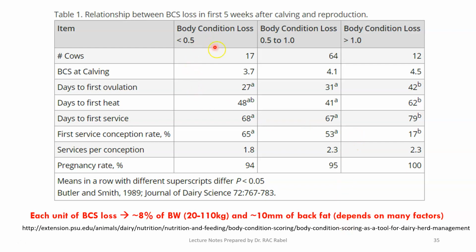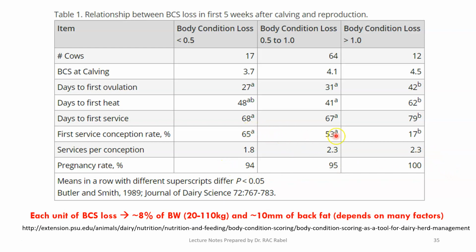So earlier I said you should try to keep the body condition loss to no more than 0.5. However, in reality, there are animals that lose less than 0.5, or even more than 0.5, or more than 1. See what happens. When the body condition loss is higher, days to first ovulation is higher, days to first heat is higher, first service is later, first service conception rate is lower, services per conception is higher.